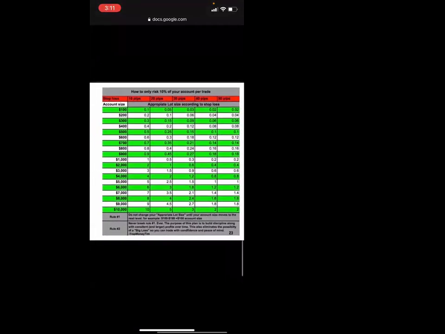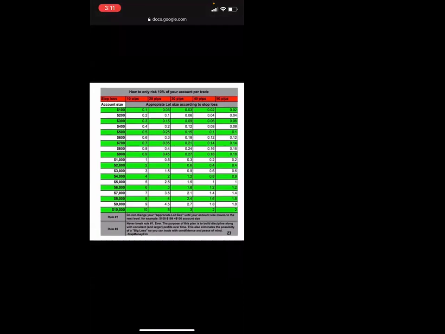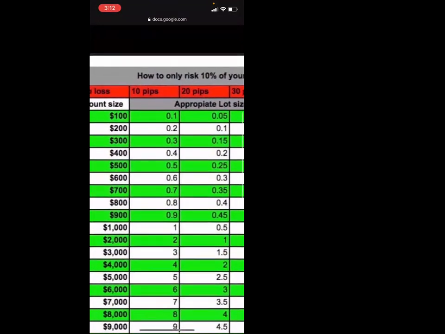Now we're going to get into this chart, and I would suggest if you don't have this chart, you can go ahead and screenshot it because this is really helpful. It's basically going to be telling you what lot size you should be using based on your account size. So let's say you have a $100 account, and you're in a trade that has a 10 pip stop loss. It's telling us right here 0.1. Use a 0.1 for that trade.